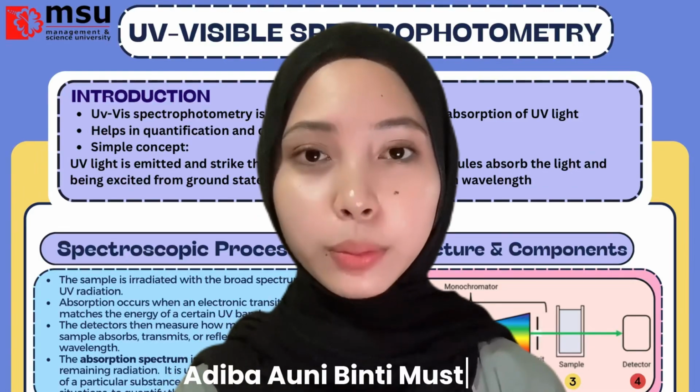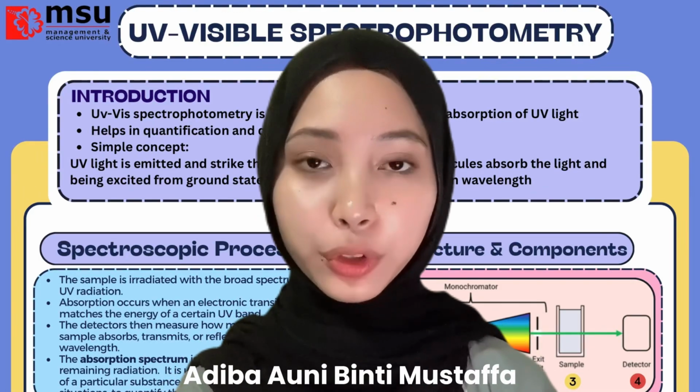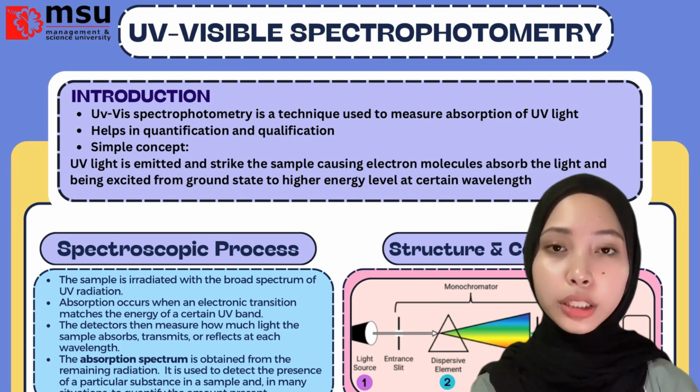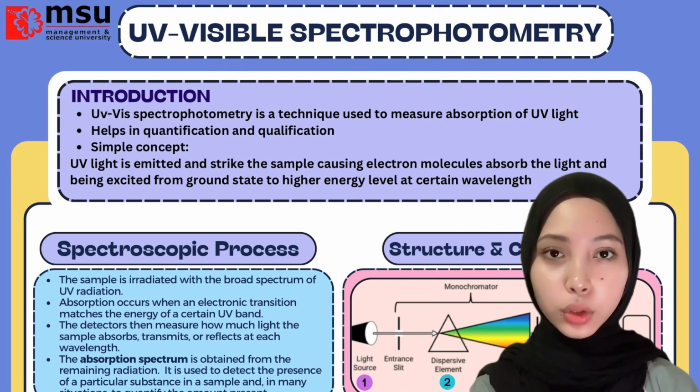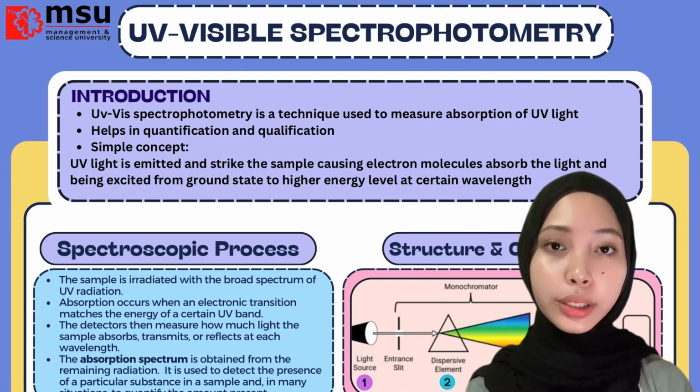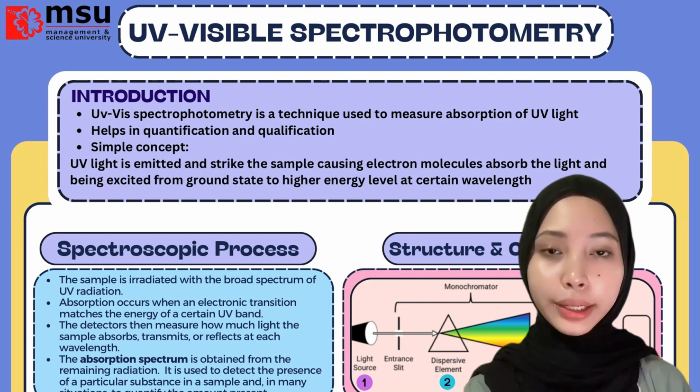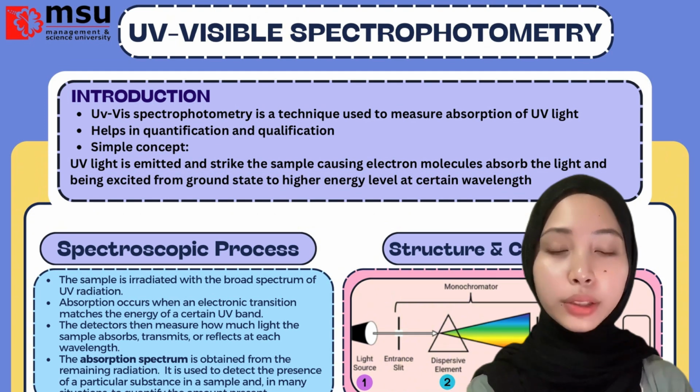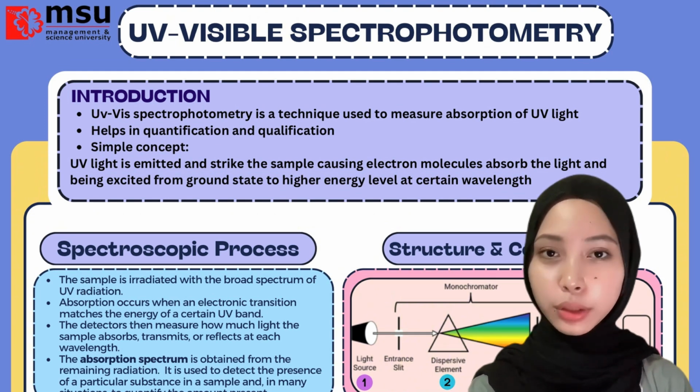Everyone, so our group will be presenting about UV-Vis spectroscopy. UV-Vis spectroscopy is a technique used to measure the absorption of UV and visible light, which helps identify and quantify various substances by analyzing how they absorb light at different wavelengths.